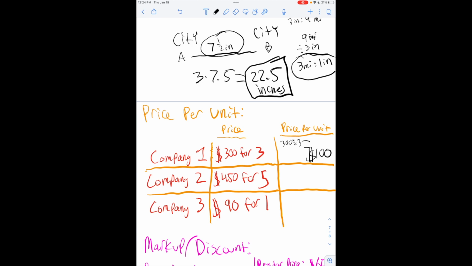Company 2 costs $450 for 5 of them. So I take 450 divided by 5 and find out, hey, that one's actually $90 per unit. And company 3 is $90 for 1. So I didn't even have to do anything there. So actually, company 2 and company 3 are the same deal. It just depends. Do you want 1 or do you want 5? Because either way, you're going to spend $90 per unit.